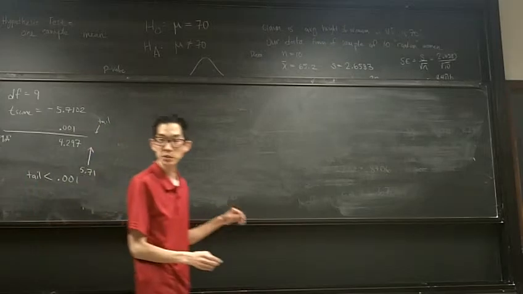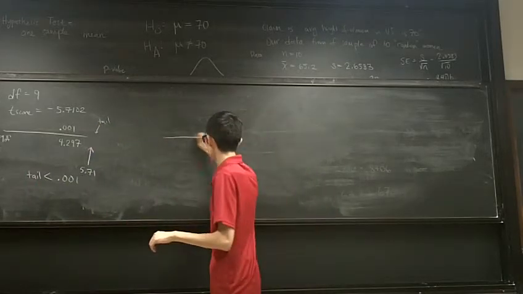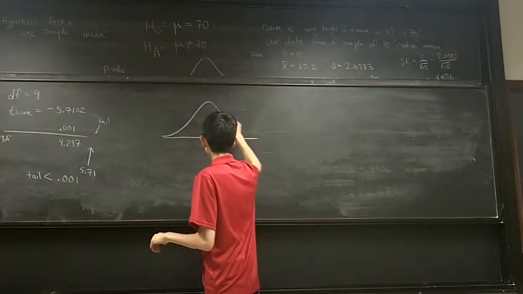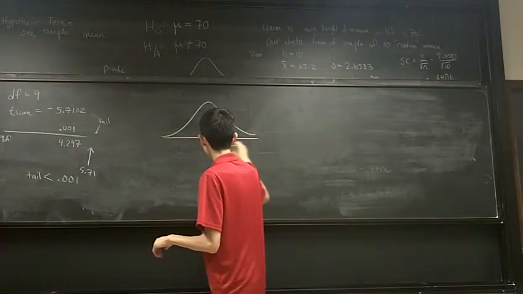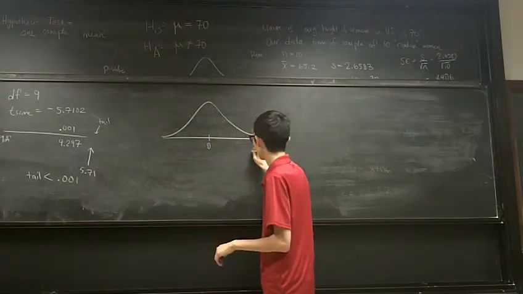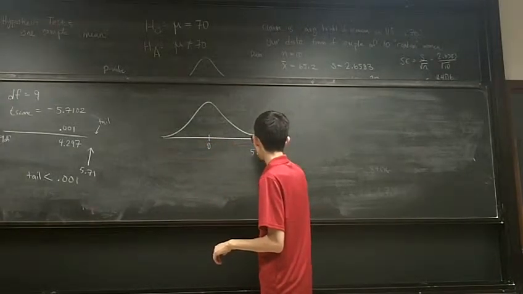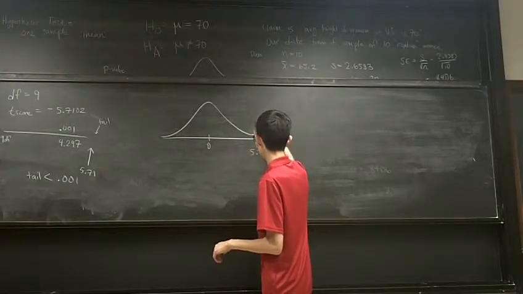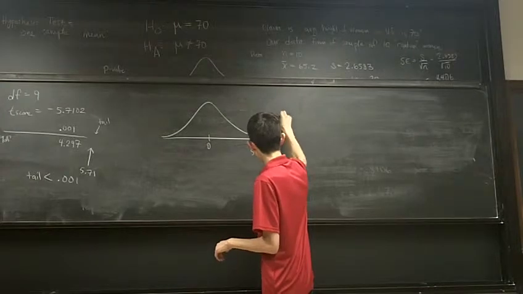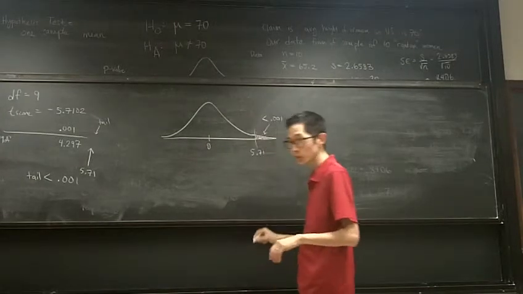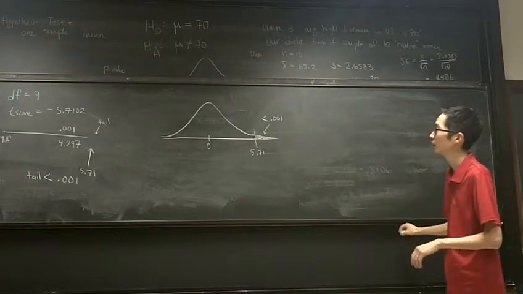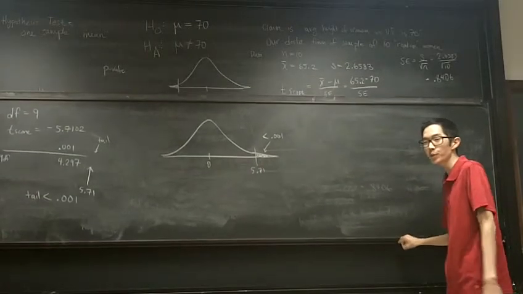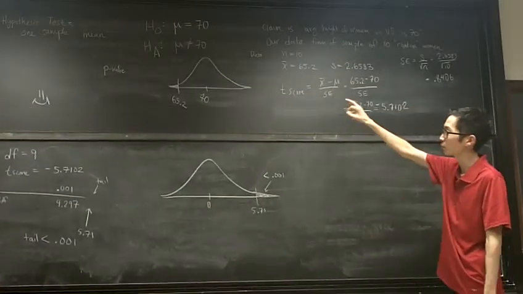Is that okay with everyone? So I'm getting an extreme value. These are similar to z-scores, but I'm basically 5.71 standard errors away from the mean, which is pretty extreme. I've got a tail less than 0.001. But what was my set of hypotheses going back to this problem?